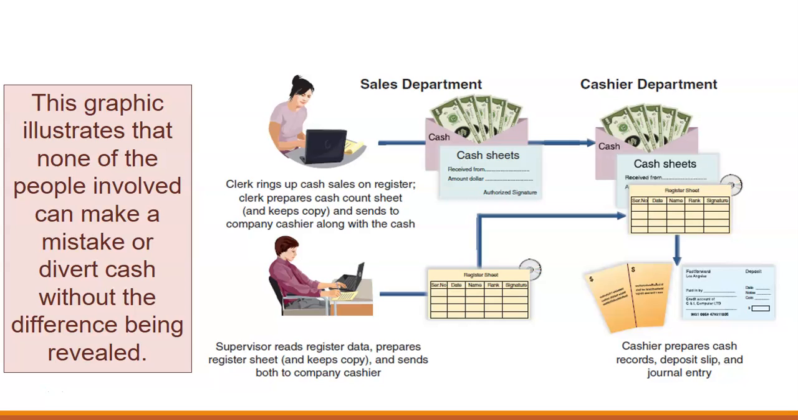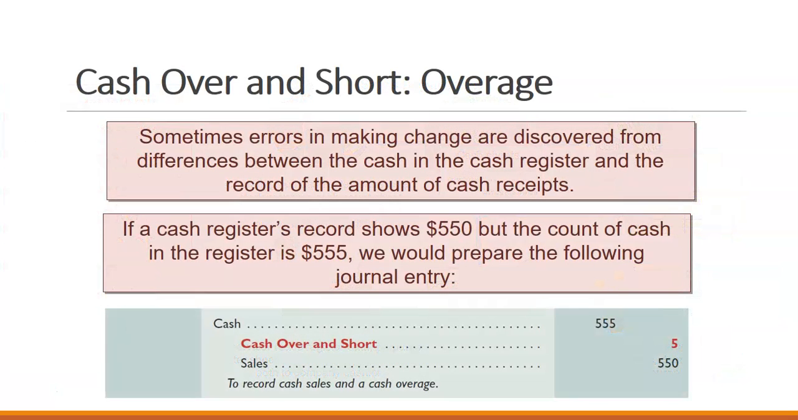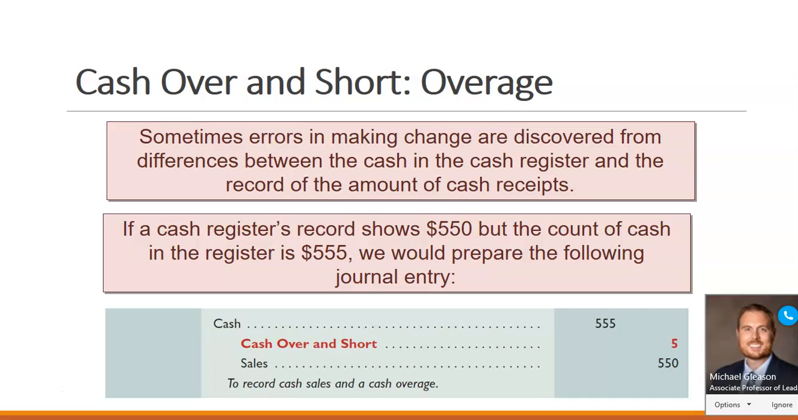So these are checks and balances that are put in place so that the cashier who is preparing the cash records, deposit slip, and journal entry has information from both the sales department and the supervisor. Sometimes we have errors when we're making change or other errors. So there can be a difference between the cash and the cash register.